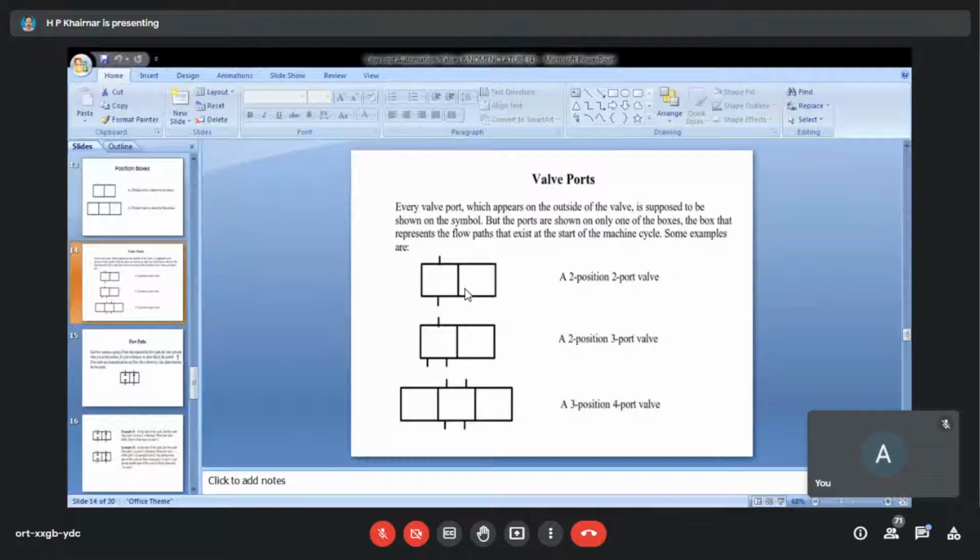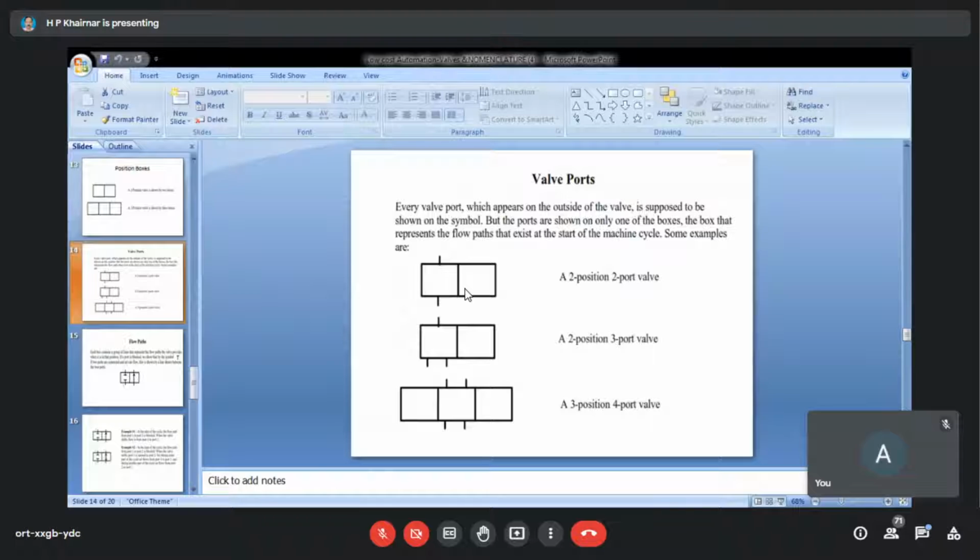Now, what does it mean? See, all the symbols are drawn over here and they are indicating vertical lines. That is a 2-position 2-port valve, then a 2-position 3-port valve, and a 3-position 4-port valve. Now you can observe in the first diagram itself, only the vertical lines are indicated in one of the squares. The other square is left blank.